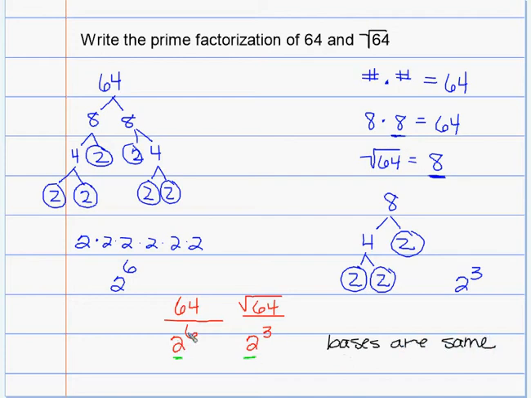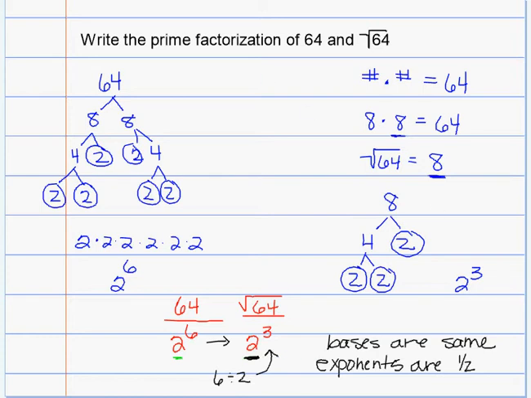And then what about the exponents? What's the relationship between 6 and 3? The exponents are half. Okay, so 2 to the 6th power, if I wanted the square root of that, then the base stays the same, and we divide 6 by 2, and that gives us 3.